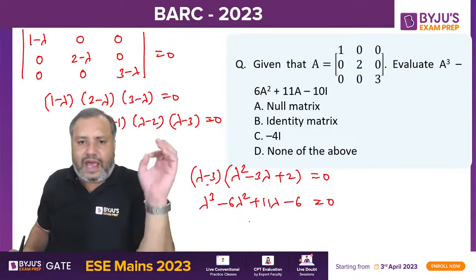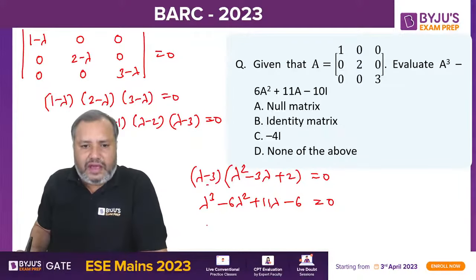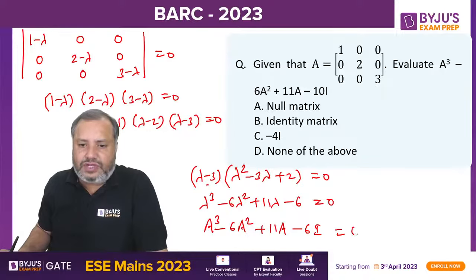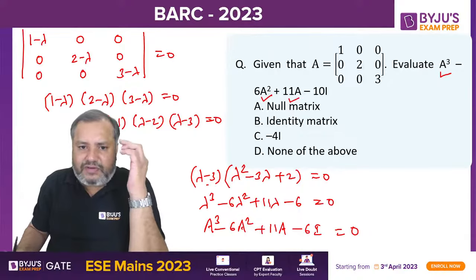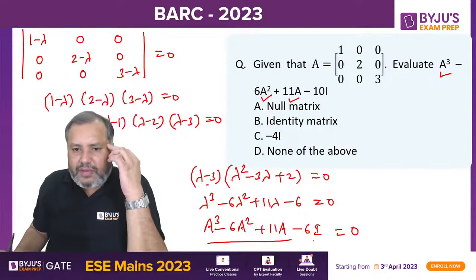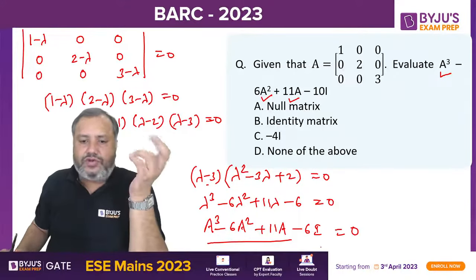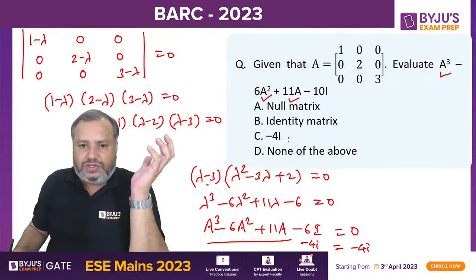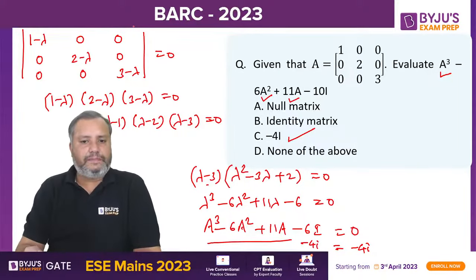So students, by Cayley-Hamilton theorem, if I replace lambda by A, I will be getting A cube minus 6A square plus 11A minus 6I equal to 0. That is the null matrix. Now as per this equation, I am having A cube minus 6A square plus 11A, till this everything is fine. I am having minus 6I and here I am having minus 10I. So I am just adding minus 4I both sides. So when I add minus 4I both sides, on the right hand side also I am getting minus 4I. Option C is the correct answer. Is that clear?